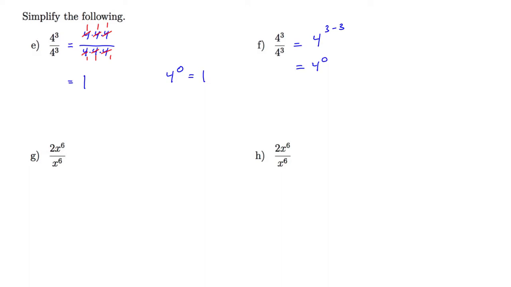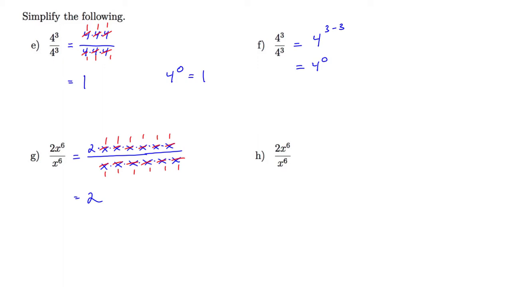Let's take another look at G and H. 2x to the 6 divided by x to the 6. This means we have a 2 times 6 x's. And similarly in the bottom, we have 6 x's down there as well. As we go to cancel things out one for one, it's only the x's that are canceling out. But because we have the same number of x's in both the numerator and denominator, all of the x's are going to cancel out. So what we're left with is 2 times a bunch of 1's on the top divided by a bunch of 1's on the bottom. Our final answer is 2.